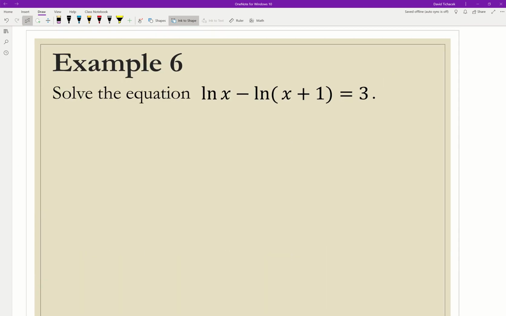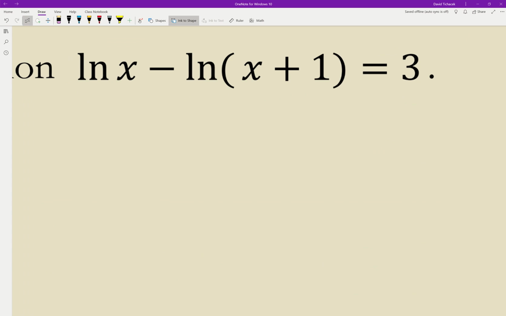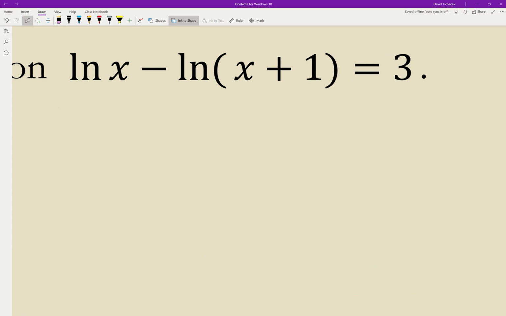Here in example 6, we have a logarithmic equation. We have a log equation with more than one log in it. Okay, and so these are going to pop up from time to time, so it's important that we know how to deal with these. The idea is that we're going to go back to our last video, the 5.3 video, and we're going to reach for one of our properties of logs, or laws of logarithms, to take a look at that left-hand side and condense it down a little bit.